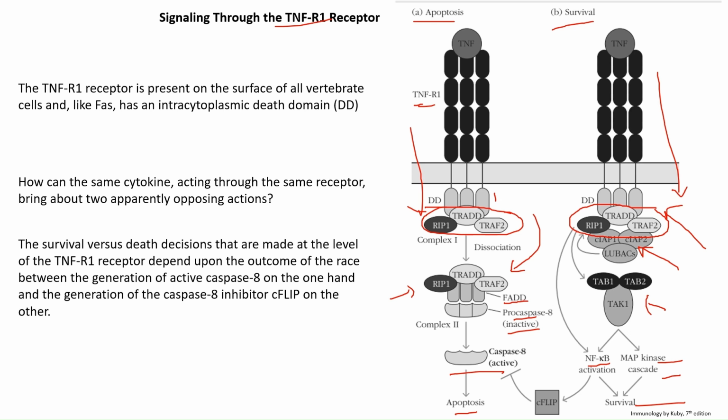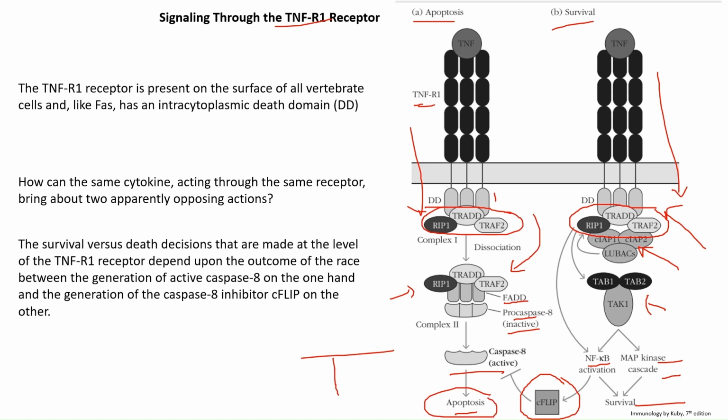Now, this NF kappa B will in turn activate C-FLIP. Once C-FLIP gets activated, it will stop. This type of arrow is for blockage. So this will block the activation of caspase 8. If the activation of caspase 8 gets blocked, it cannot lead to apoptosis.